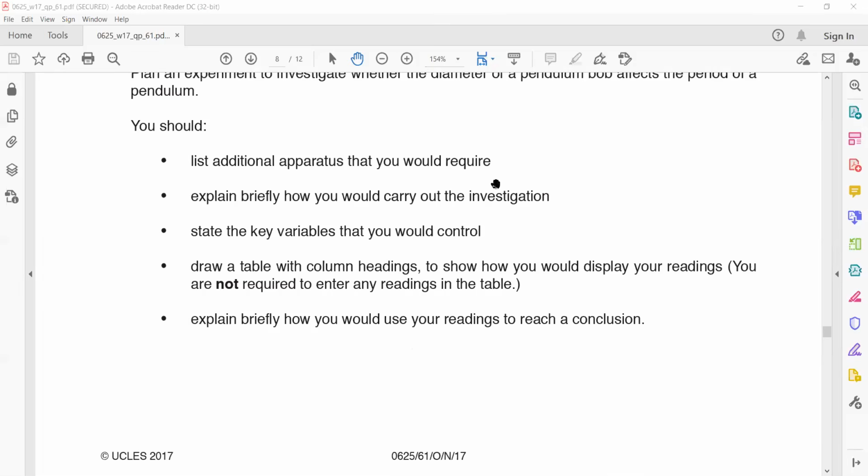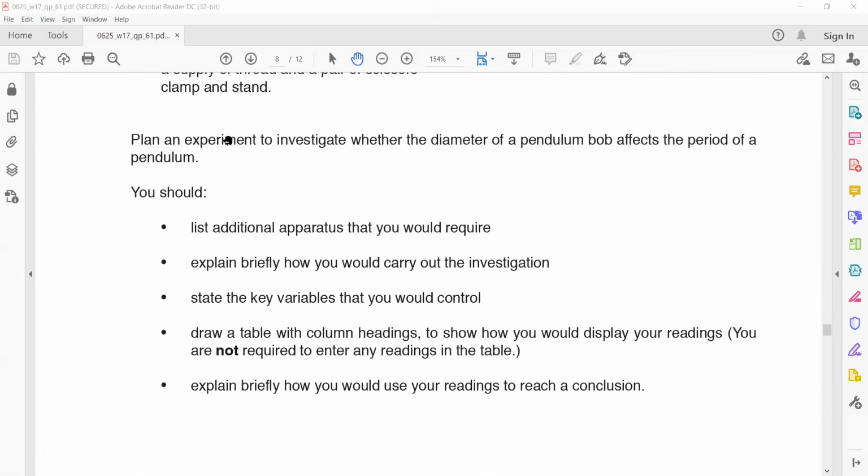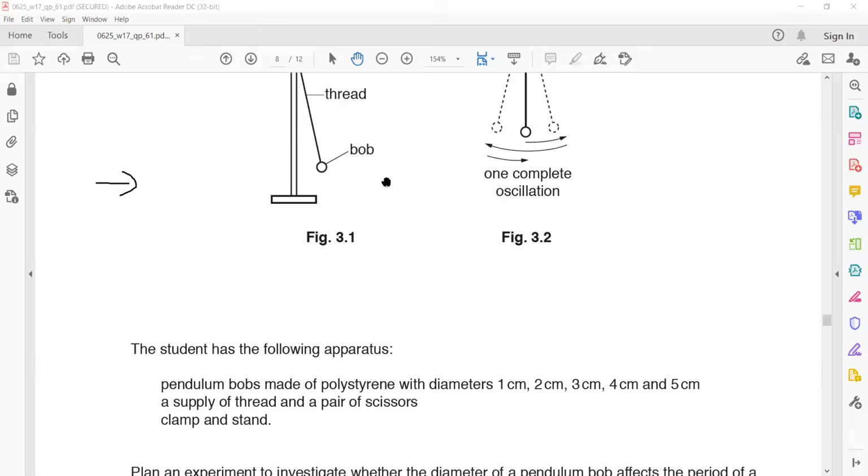You should list additional apparatus that you require. Explain how you carry out this investigation. State the key variable that you will control. Draw a table with column headings, and say how you would use your result to reach the conclusion. So whenever there is a planning of an experiment, you will try to answer the question in terms of points. List the additional apparatus to measure the time period.